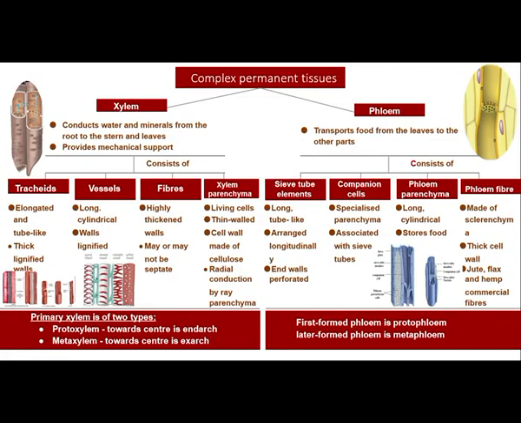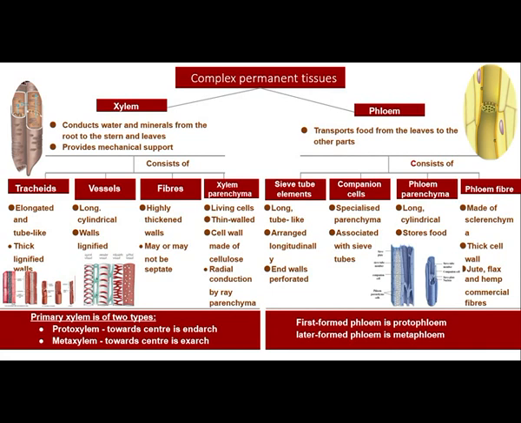Now coming to the complex permanent tissue. So now these tissues are called complex as they are composed of different types of cells. It is of two types. One is the xylem and another one is the phloem. And the xylem and phloem together constitute the vascular bundle.